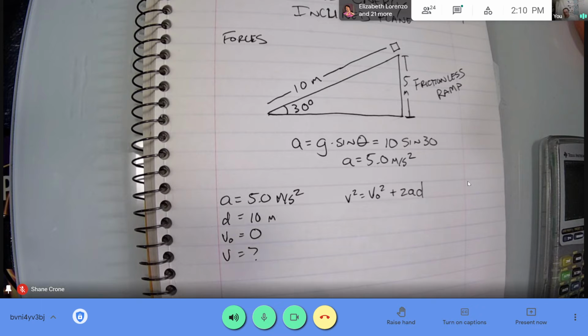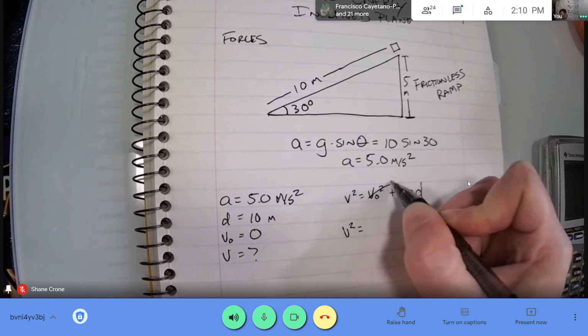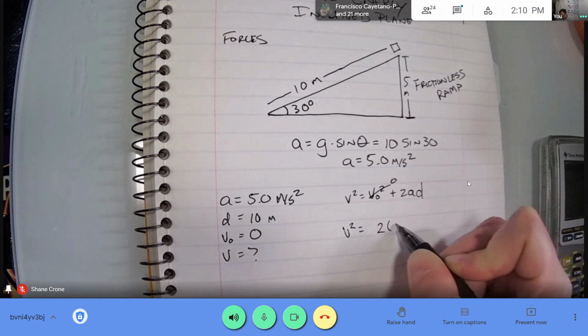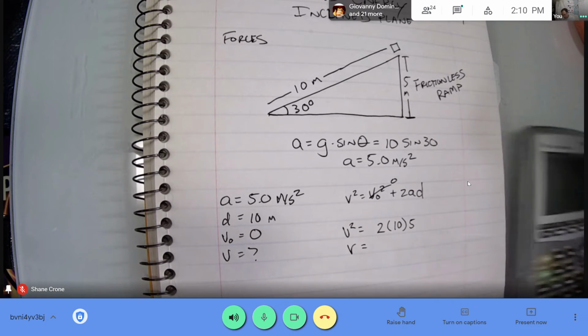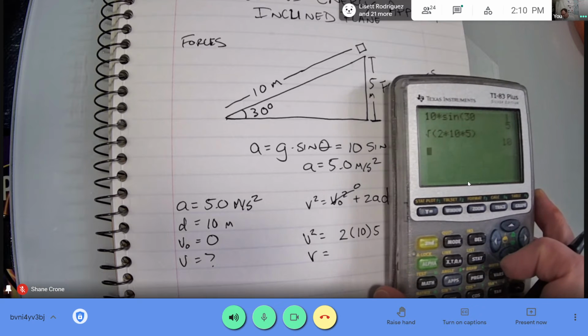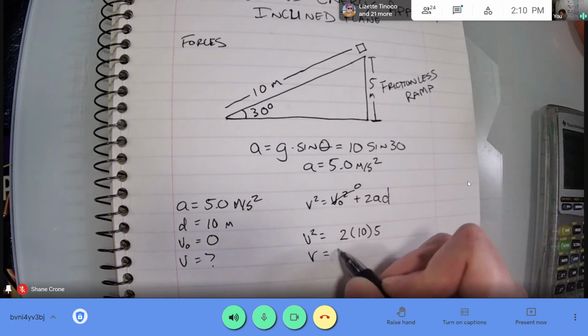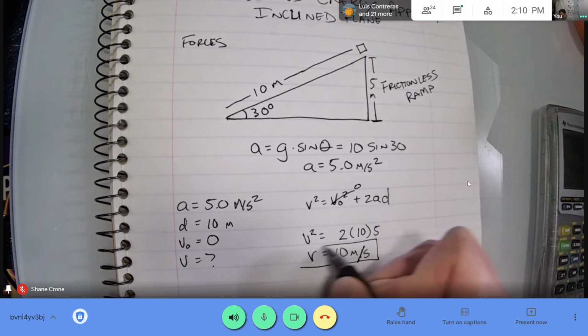So in this case, there's no algebra to do, so let's just go ahead and plug the numbers in. We're going to do second function, square root of 2 times 10 times 5. And that gives me a speed at the end of 10 meters per second.